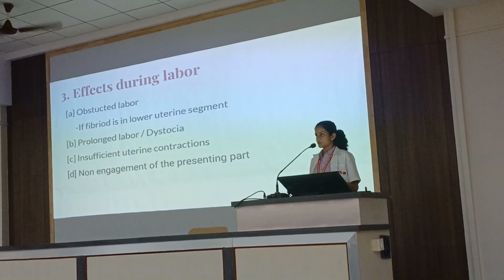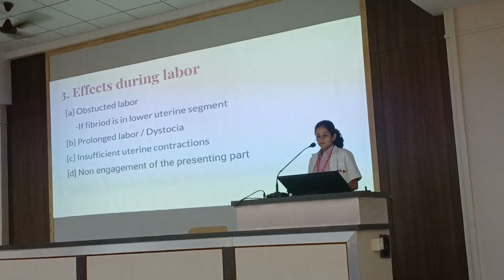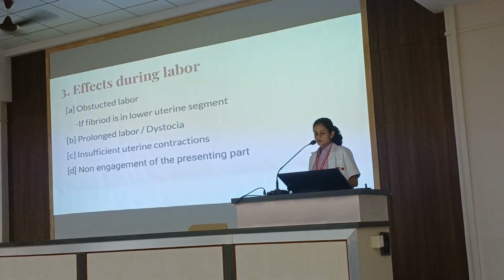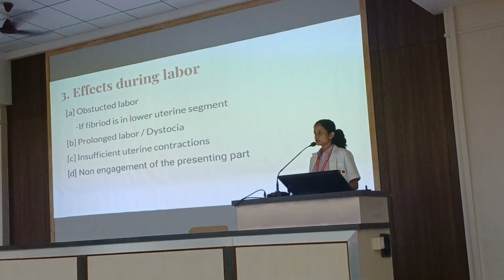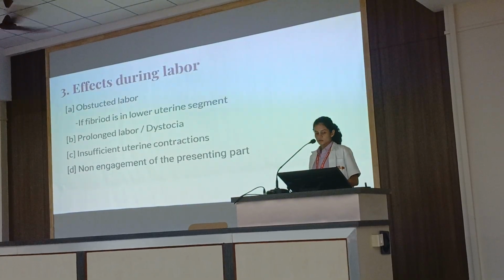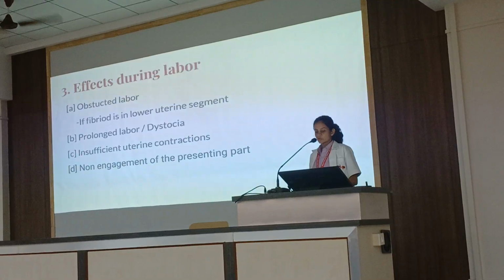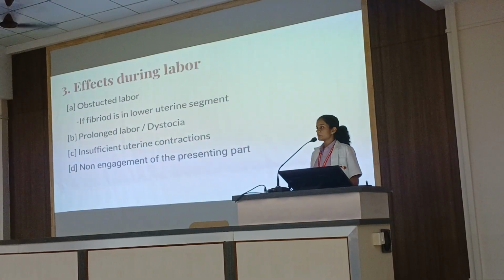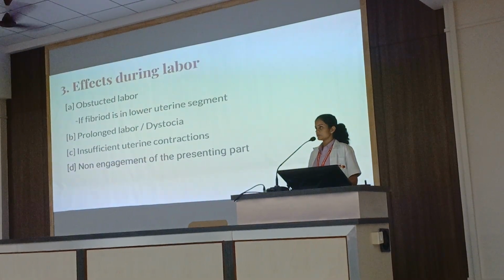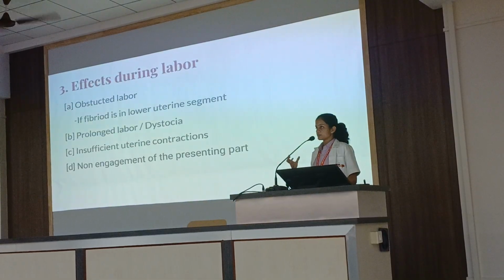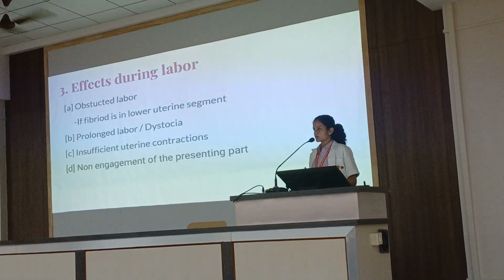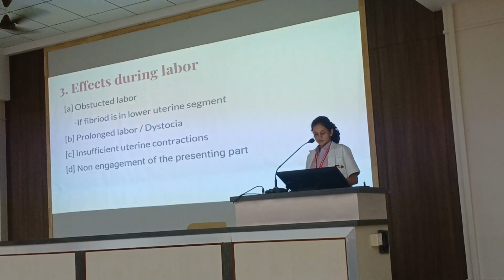Then the effects during labor, there is obstructed labor. If fibroid is present in the lower uterine segment, then there can be prolonged labor or dystocia. Then insufficient uterine contraction in strength and frequency, and then there is non-engagement of the presenting part. The biparietal diameter of the fetus is not able to get placed in the maternal pelvis, that leads to non-engagement of the presenting part.